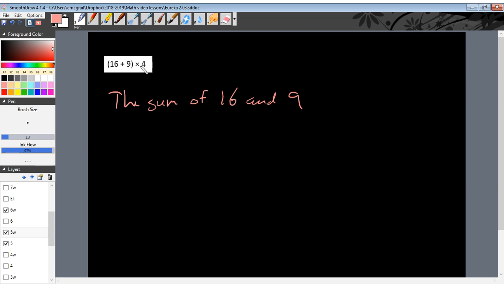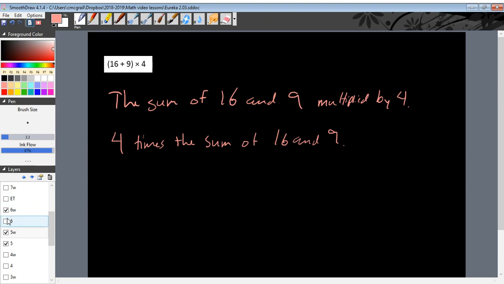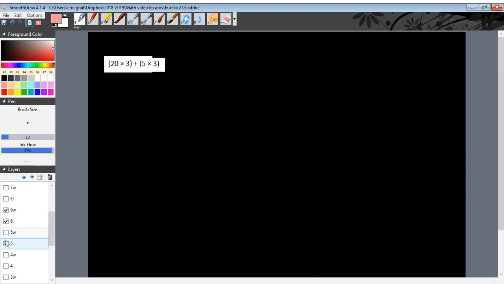And what are we doing to this? I can't say the sum of 16 and 9 times 4 because it's confusing about what's happening with the 9. So I would say the sum of 16 and 9 multiplied by 4. Now, with the associative property, I can also move this 4 to the other side and do 4 times. So I could also write, please write this with me, 4 times the sum of 16 and 9. Okay, let's take a look at one more problem together, and then we can move on to our exit ticket.